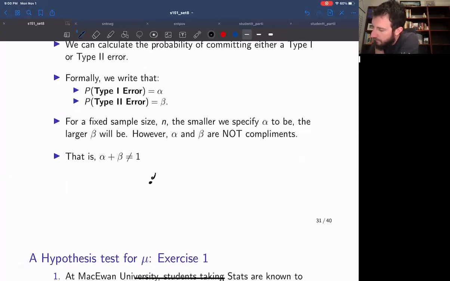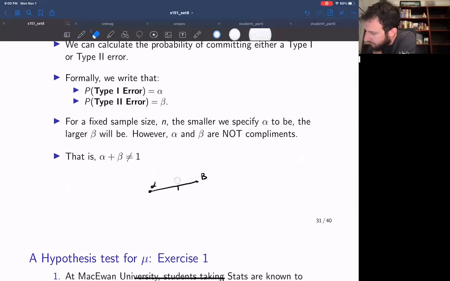So if this is alpha here, and this is beta here, and this is a seesaw, or a teeter-totter, right? Then basically what happens is as one goes up, the other goes down, but they don't do it in a complementary way. They do it more in sort of like a parabolic way. So you can think of the shape of the 2 as being something like this. So it's sort of like a parabolic relationship, not complementary.